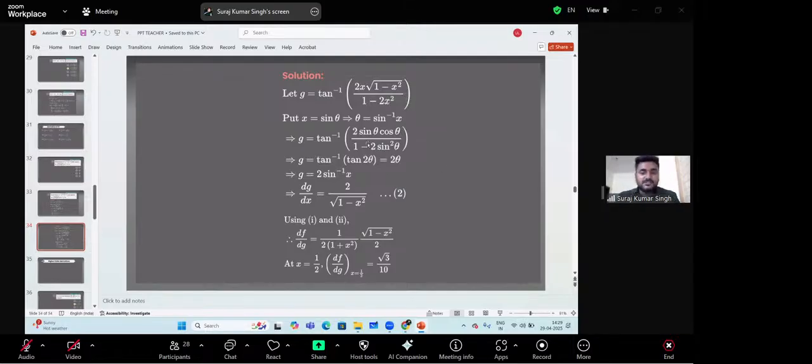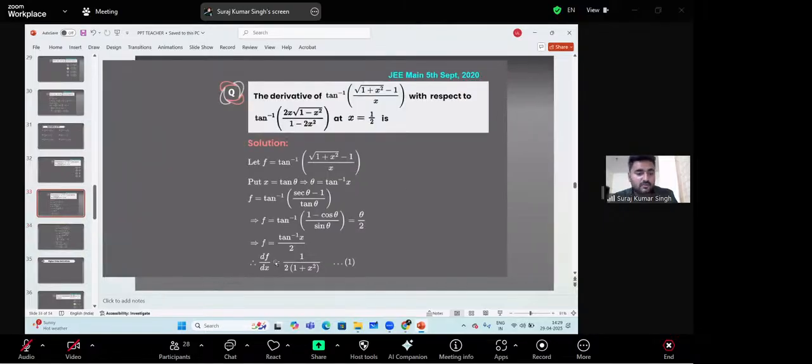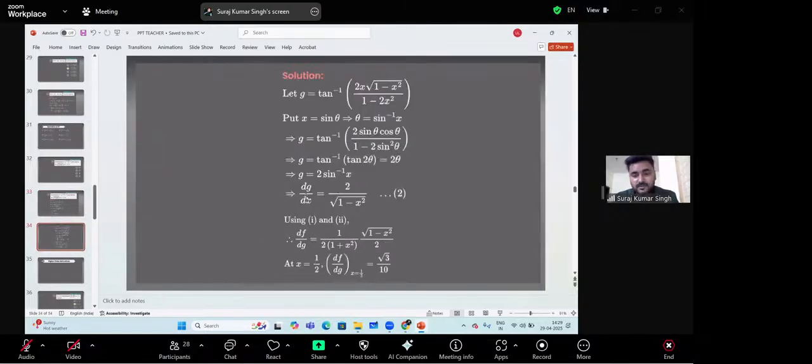So after keeping this one, I'm getting dg by dx. And after that, I'll do the ratio of these two. So df by dg: here we got df by dx, and here we got dg by dx. We'll do the ratio, and I can get df by dg, and then the value at x equals 1 by 2. We will put the value of x equals 1 by 2. The value is root 3.